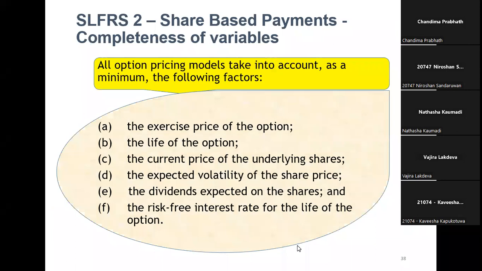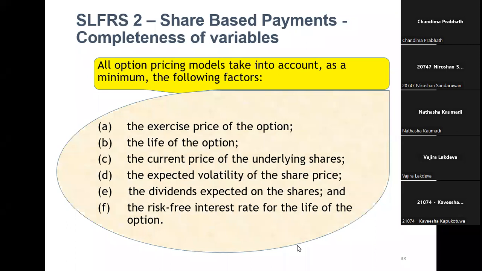The exercise price of the option, which is when you grant a share option scheme, is clearly given in the documents. The life of the option, the vesting period, 2 years, 3 years. The current price of the underlying shares, if it is a listed entity, you can easily get from the market. The expected volatility of the share price, so you will take the last 3 months or 6 months of how the price has moved, and then it can be calculated. Now all these data, if it is a listed entity offering the share option scheme, you can directly observe with the market data.